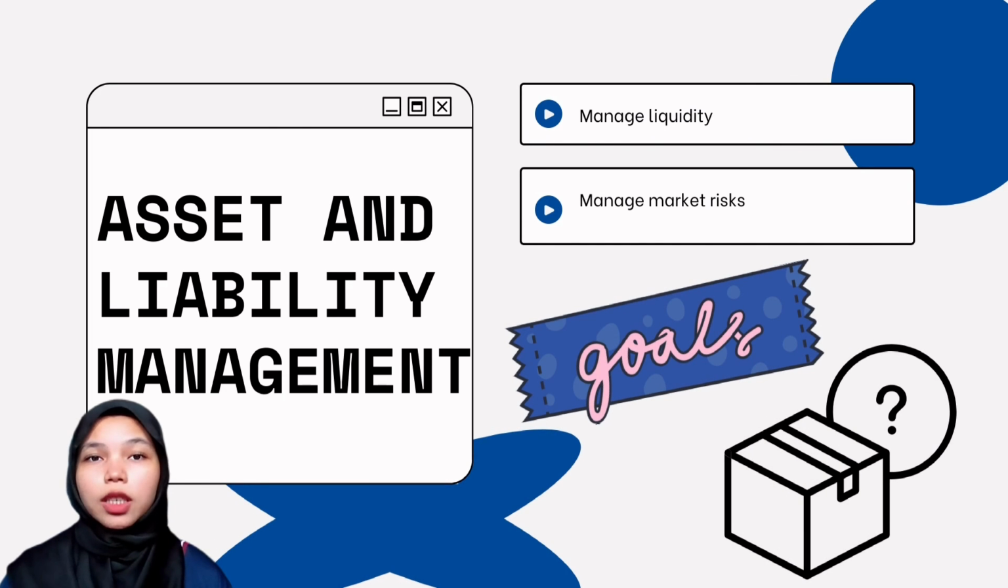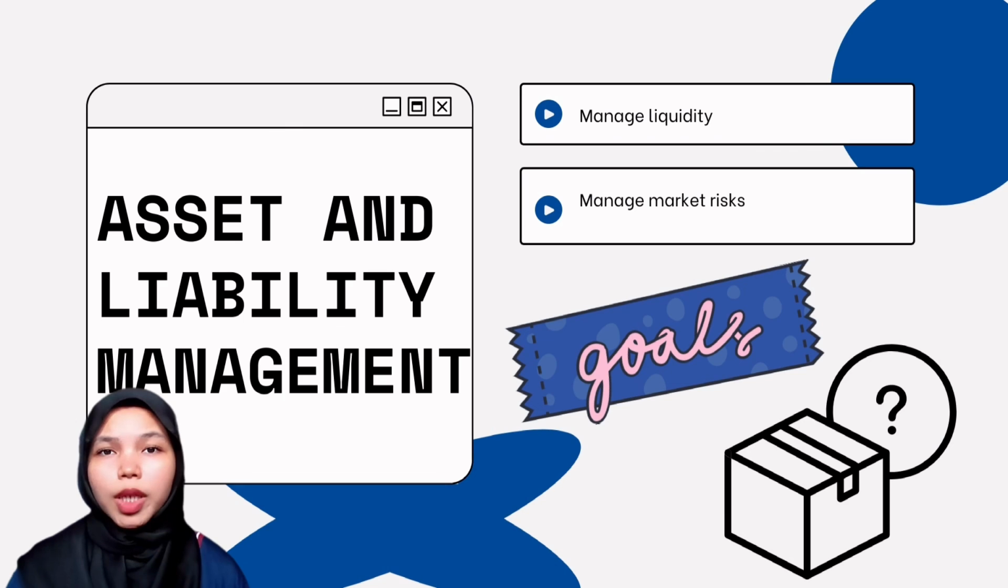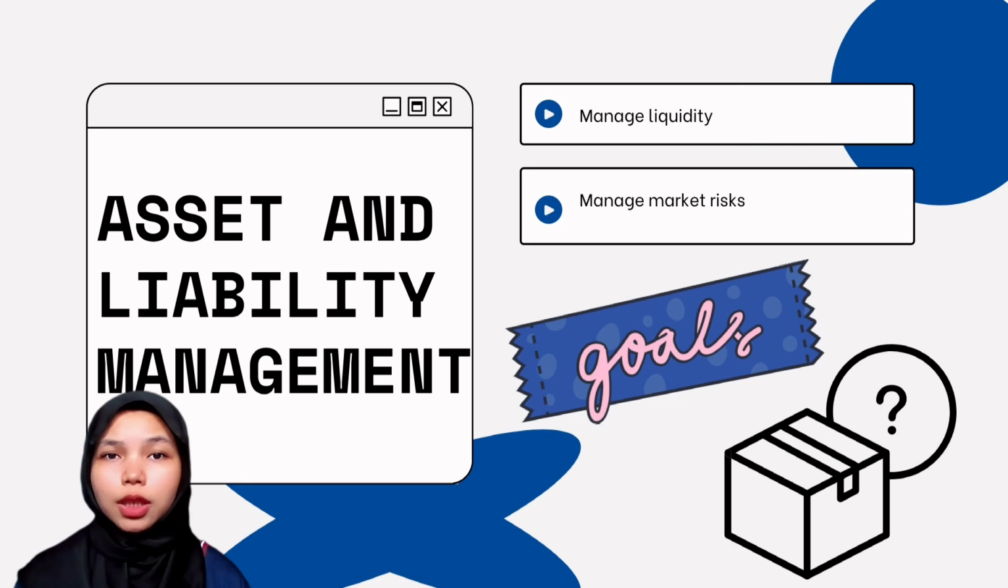Asset and liability management. Why does a company have to manage its assets and liabilities? Because they have a goal, which is to balance its many risk exposures and help achieve its operating objectives. So, how to manage liquidity and manage market risk? To manage liquidity, the first thing the company has to do is hold easily liquidated assets. The second one is to acquire stable liabilities, and the last one is creating lines of credit with other institutions.